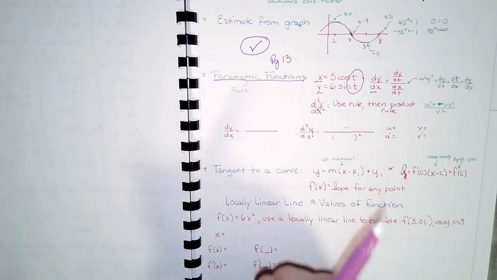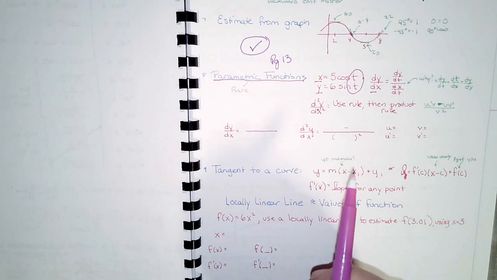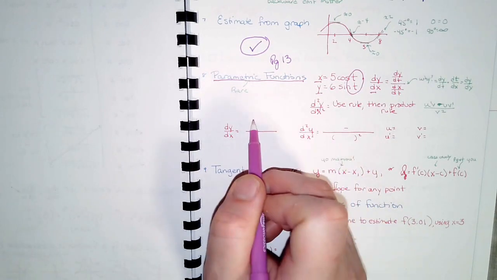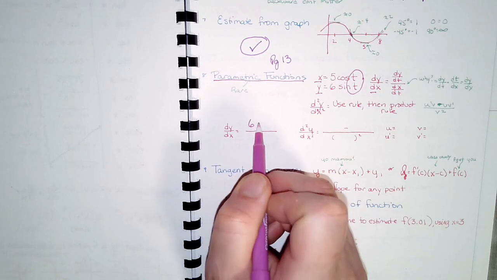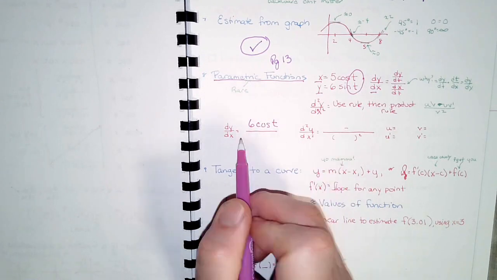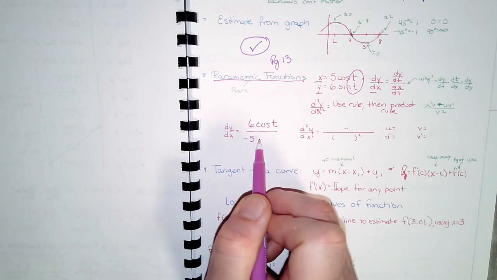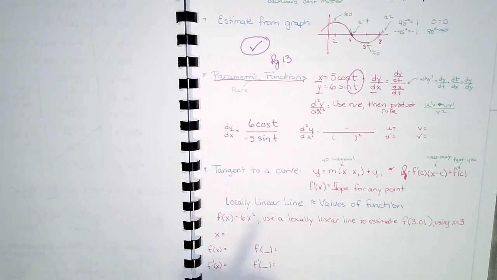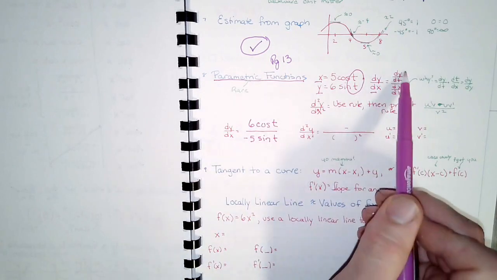So dy/dt is 6 cosine t, and dx/dt is going to be negative 5 sine of t. The biggest problem with these is that dy/dt goes on top, and usually it's written on the bottom of the problem. And that's where people often tend to get that wrong.